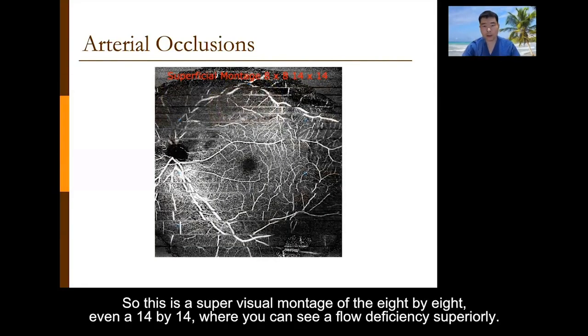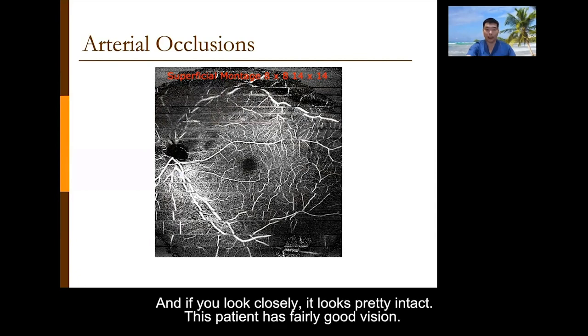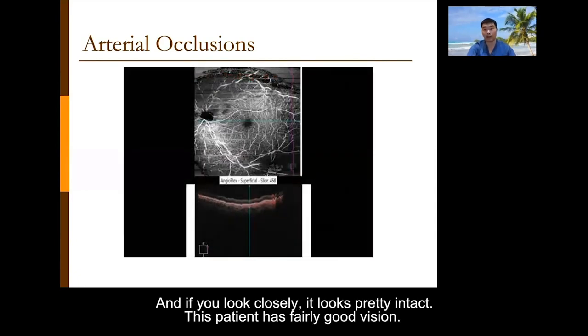So this is a superficial montage of the 8x8 given a 14x14, where you can see flow deficiency superiorly. And if you look closely at the fovea, it looks pretty intact because the patient has fairly good vision.